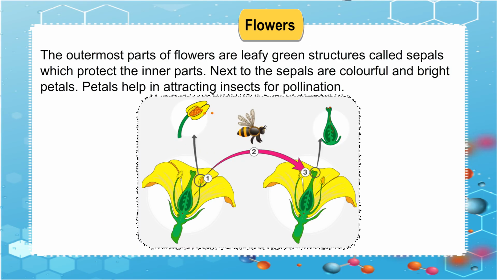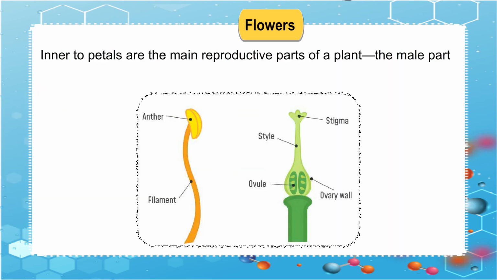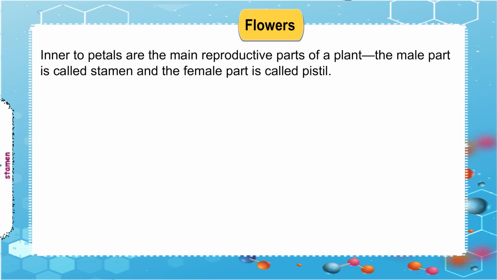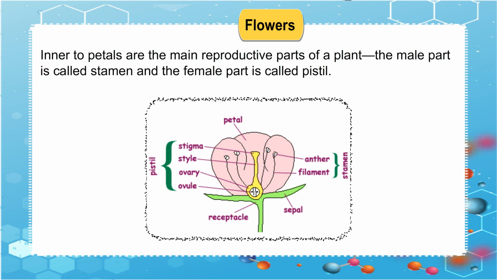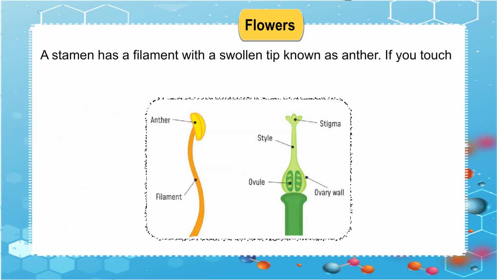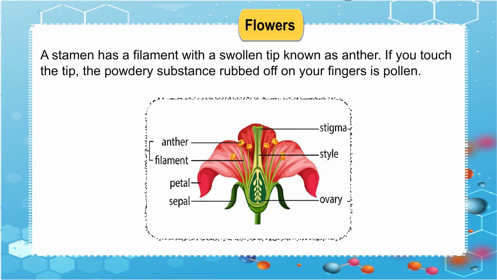Petals help in attracting insects for pollination. Inner to petals are the main reproductive parts of a plant. The male part is called stamen and the female part is called pistil. A stamen has a filament with a swollen tip known as anther. If you touch the tip, the powdery substance rubbed off on your fingers is pollen.